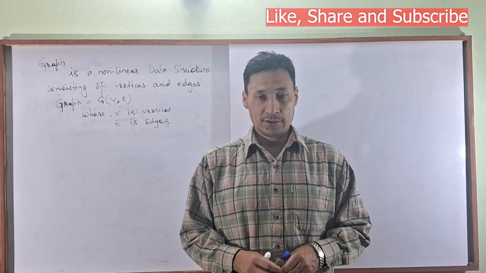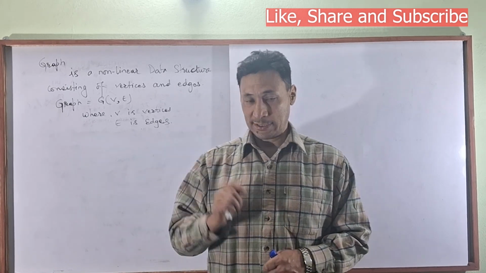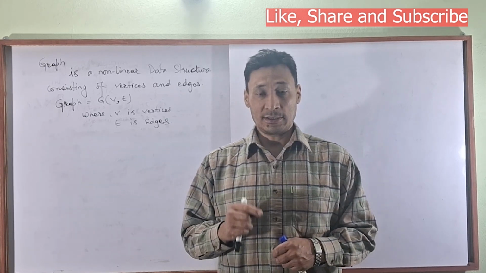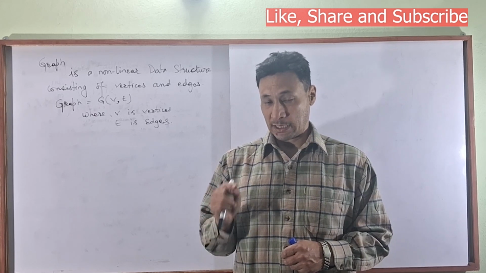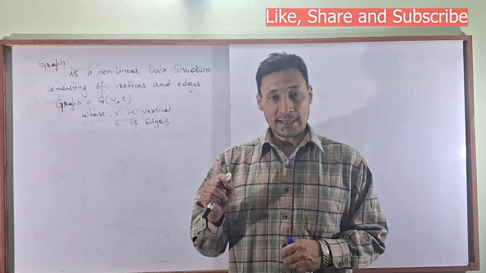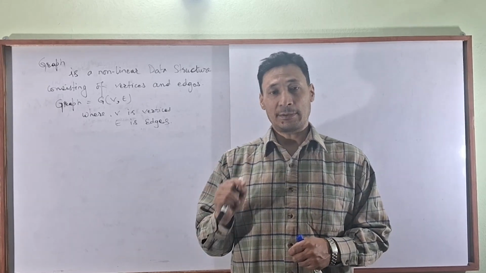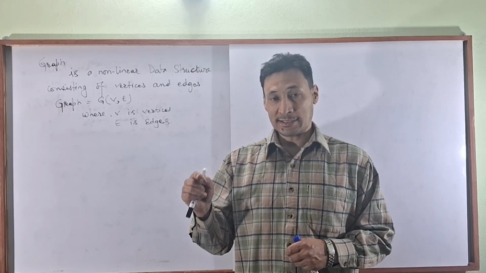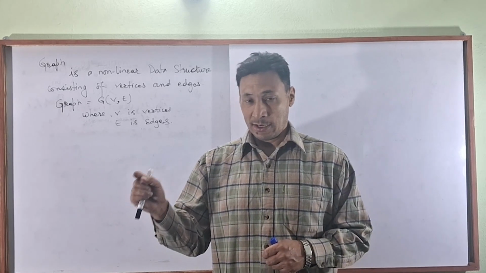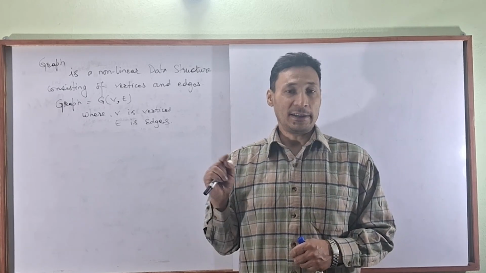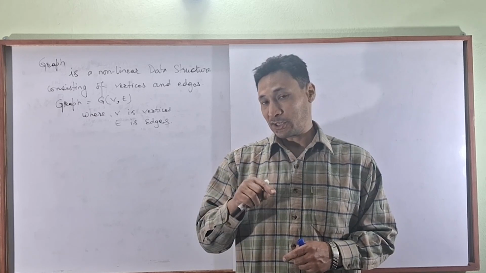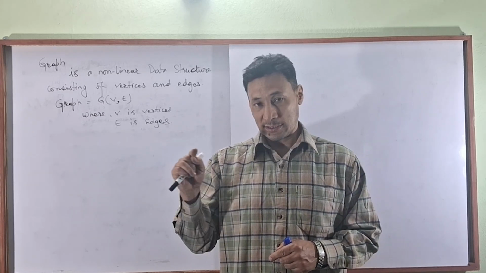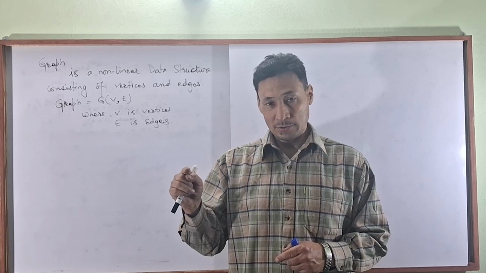Hello everybody, in this video I will talk about graph data structure. Graph is a non-linear data structure. It consists of vertices and edges. Vertices can be termed as nodes and edges can also be termed as arcs. Vertices are connected by edges or arcs. The connection between vertices or nodes is called an arc or edge.